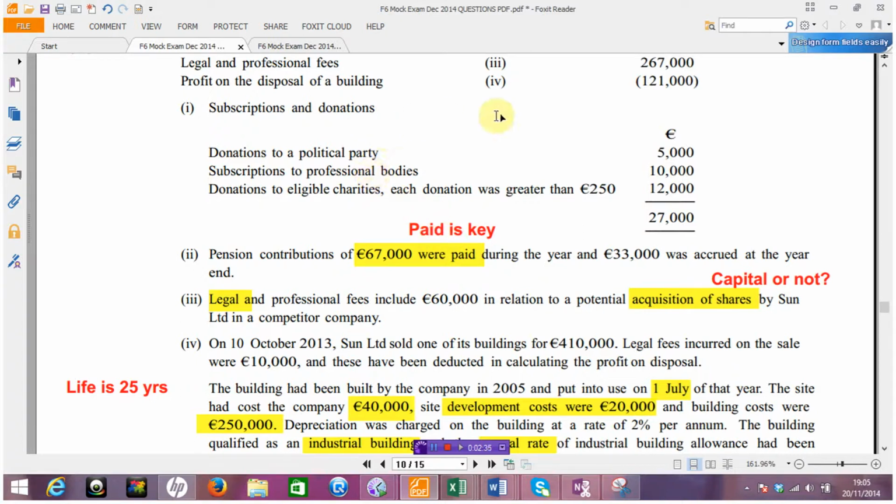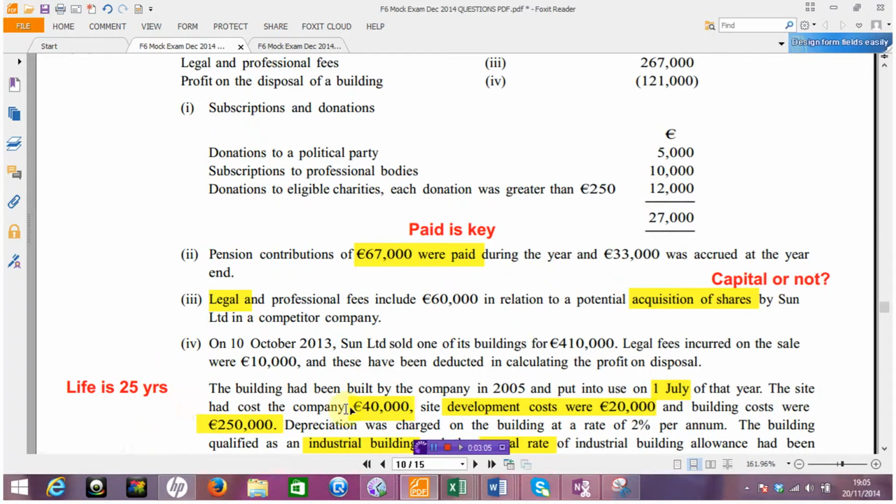Okay. In terms of the legal fees above here, we have 267 for legal fees, and we have included in that figure 60k in relation to shares. So the key trick on legal fees is whether or not the item is of a capital nature or not, and that certainly sounds like it is capital, so I would suggest we'll be adding that back in the computation in the workings. Okay.